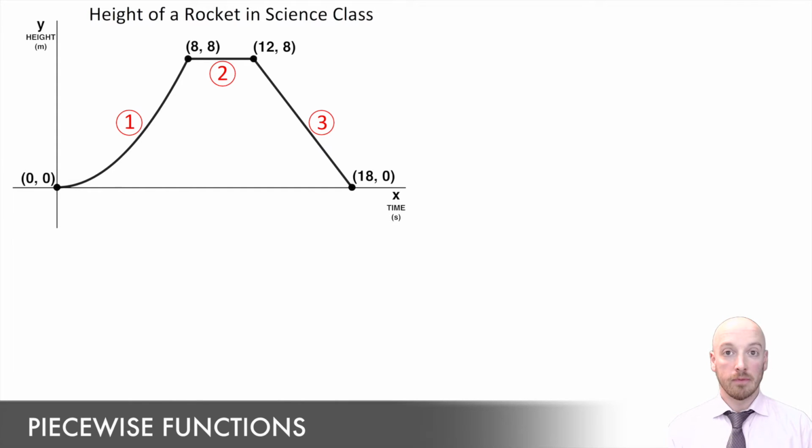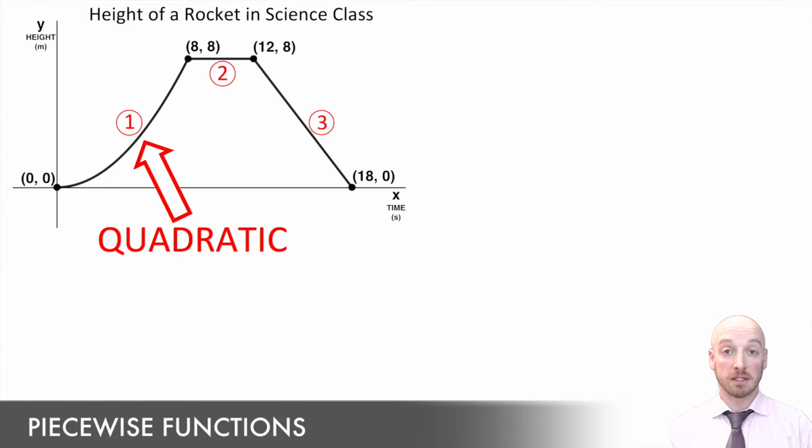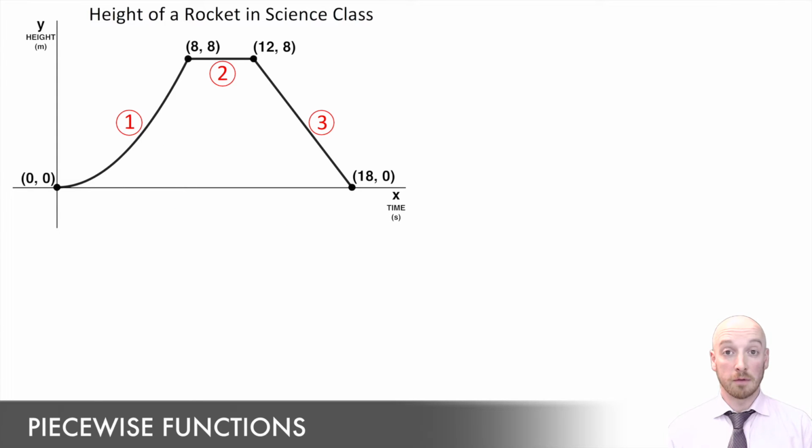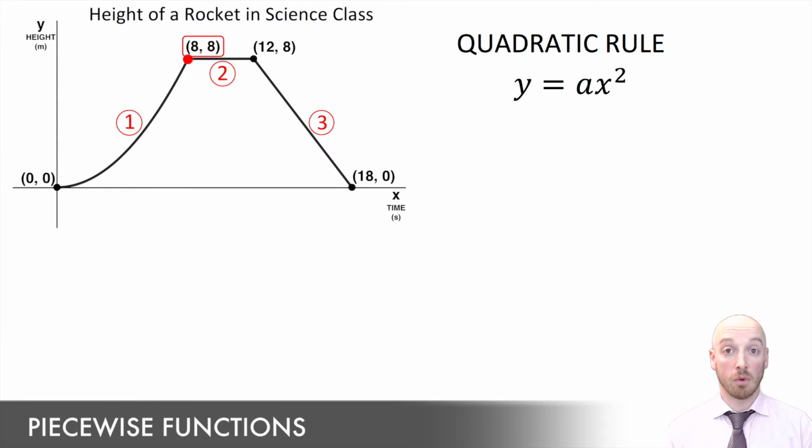Now let's go through these pieces one by one so we can figure out what the rules are for each of them. Now the first one should be pretty obvious to us as being a quadratic function. That's because it's a curve that passes through the origin. And in this course, anytime we have a curve that's passing through the origin, we know it's a quadratic function. So given that we know the first piece of the function is quadratic, and we have a set of coordinates that lies on the curve, we're just going to plug them in for x and y, find the a value in y equals ax squared, and then write out the rule.